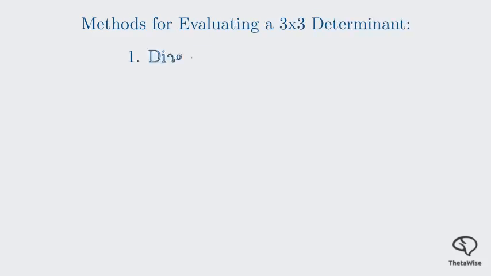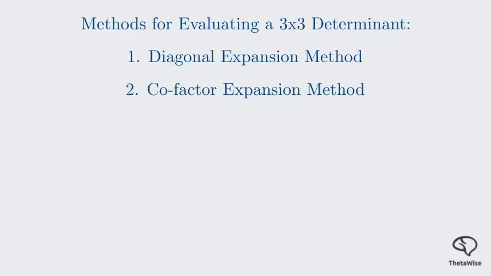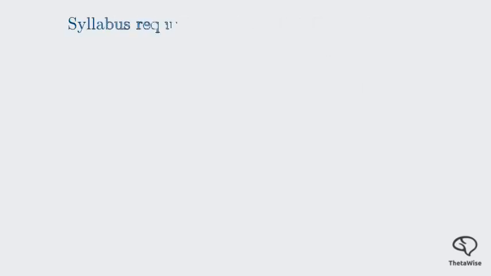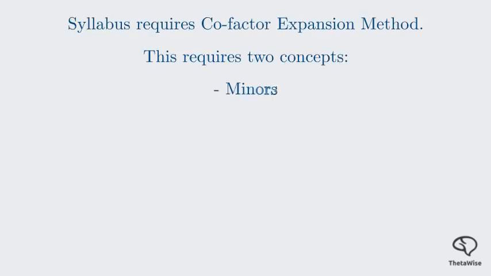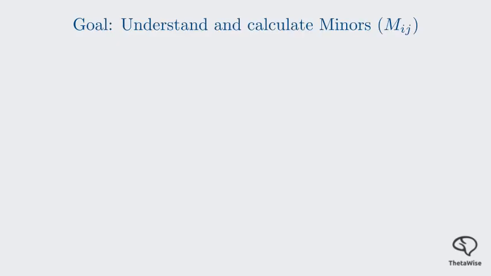There are 2 main methods for evaluating a third-order determinant. The first is called the diagonal expansion method, and the second is the cofactor expansion method. For this course, we will focus exclusively on the cofactor expansion method. To use this method, we must first master 2 key concepts, minors and cofactors. This tutorial is dedicated to understanding minors. So, before we can even begin calculating a 3x3 determinant, we need to make sure we have a solid understanding of how to find the minor of an element. This is the essential first step.